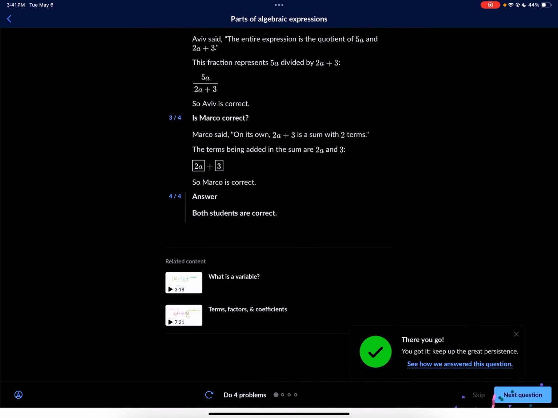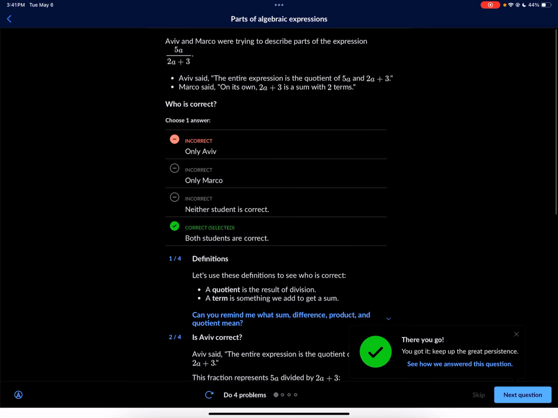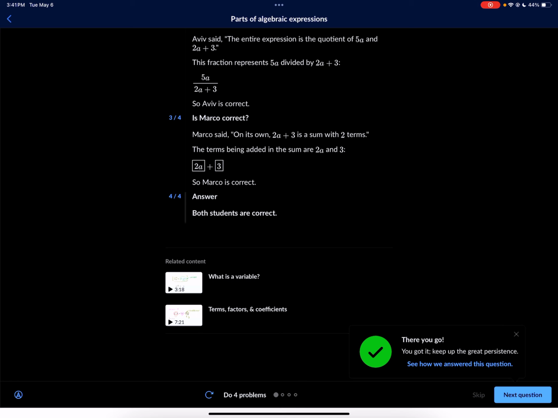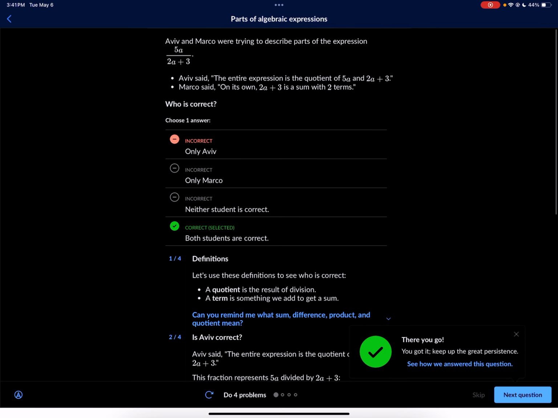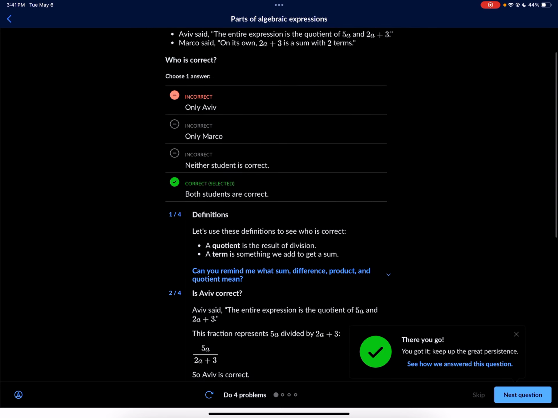Both? Oh, that's my fault. 3 is also a term. So a term is just any number that is either a coefficient with a variable or just a coefficient. So that's my fault. I'm sorry. We will do a bonus question after this.